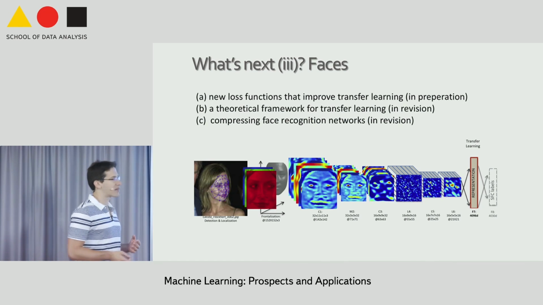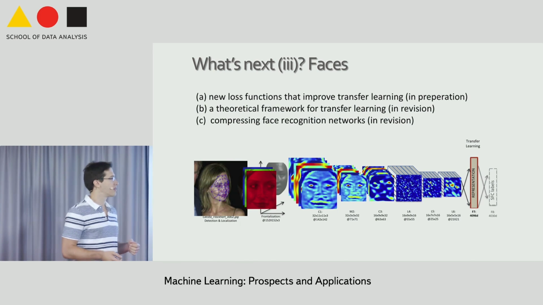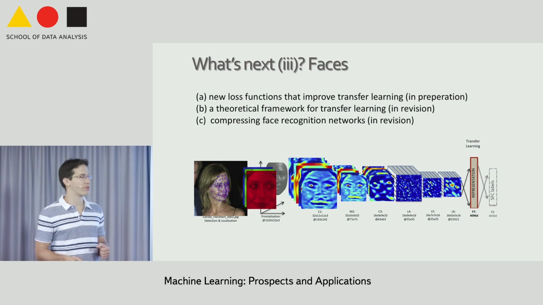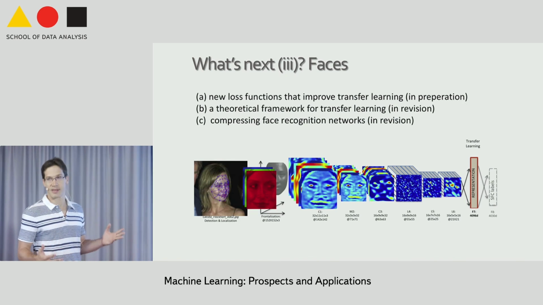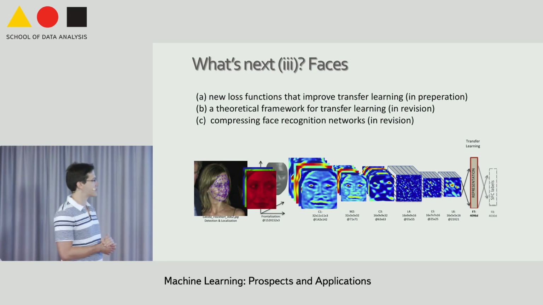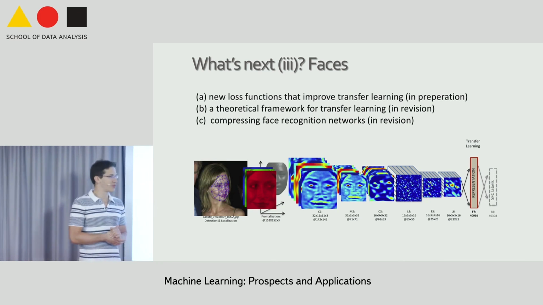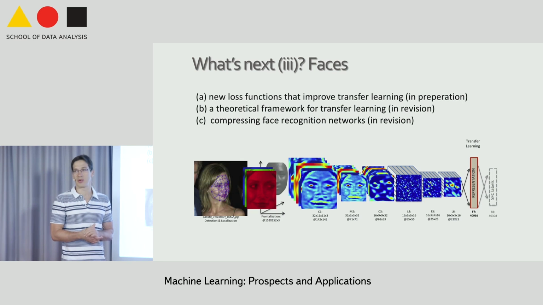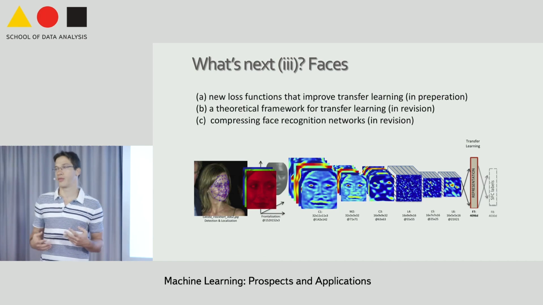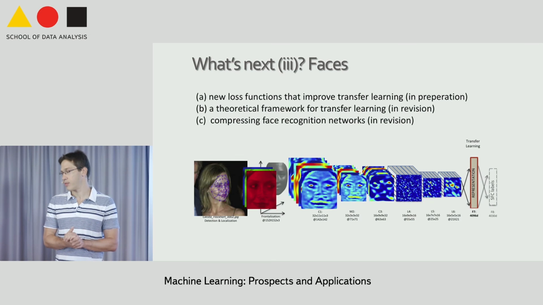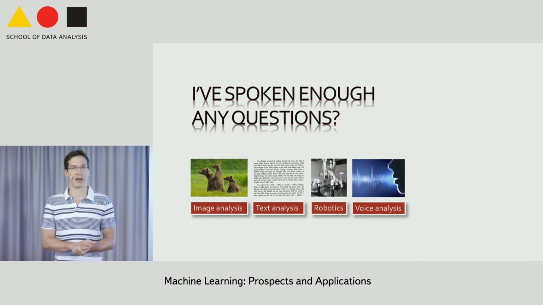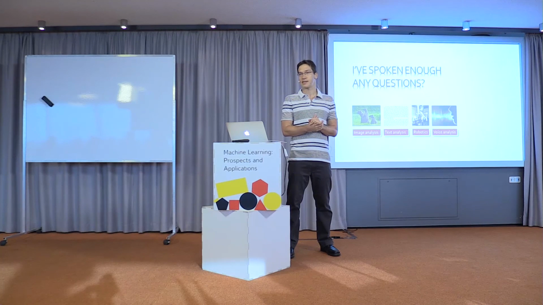We also have a theoretical framework for transfer learning, a PAC theory-like framework, for which we use examples from face recognition to demonstrate its effectiveness. And we have another work in which we compress deep neural networks used for face recognition such that we are able to run the face recognition engine on a mobile phone much more effectively. So let me finish here, and I would be very happy to answer any question that you have on any topic related to image analysis, text analysis, or any other topic which we work on.